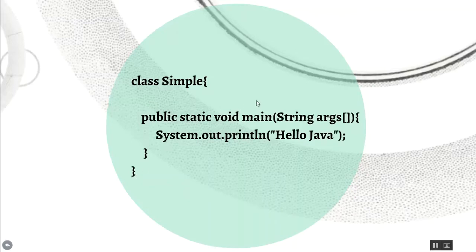Then we have a main method. The syntax of the main method is public static void main, and it takes a String array argument, and we are just writing System.out.println and it prints some message like hello Java. Okay, let's understand step by step what these keywords are and how they are useful.